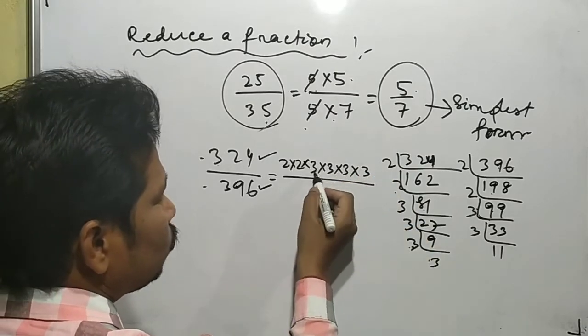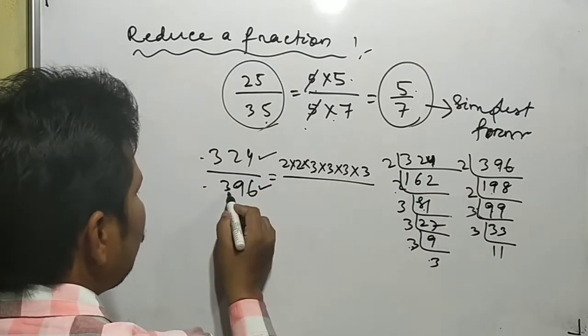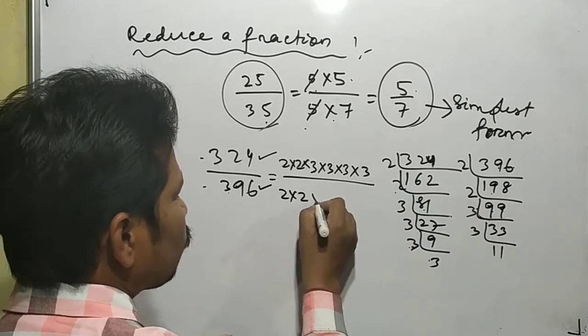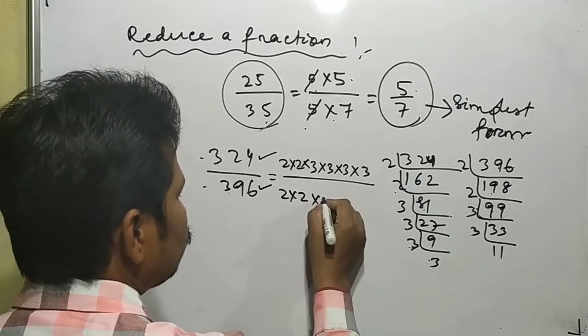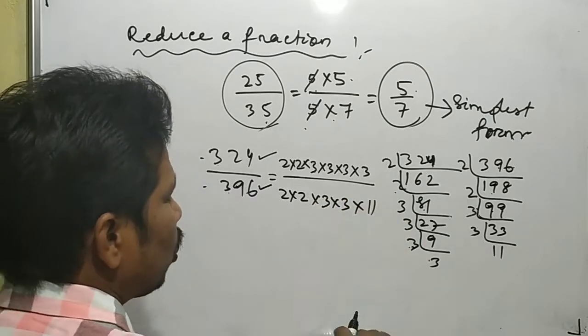So here again, 396 is equal to 2 into 2 into 2... 3 into 3 into 11. Okay, so our factorization is completed.